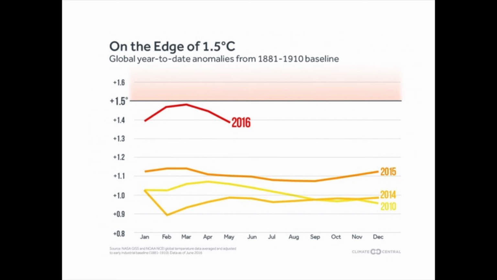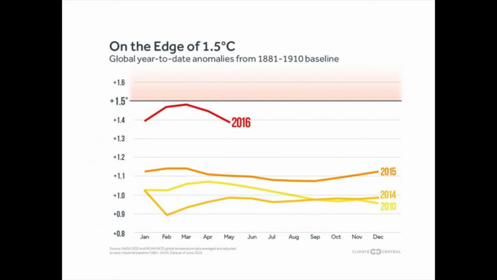So you've probably all seen a chart like this before. It's been widely publicized. This one happens to be from Climate Central, showing the global average monthly temperatures over the year for several of the most recent years, and here we see the first half of 2016 that's basically bumping up against that 1.5 degree warming level that we've been talking about.